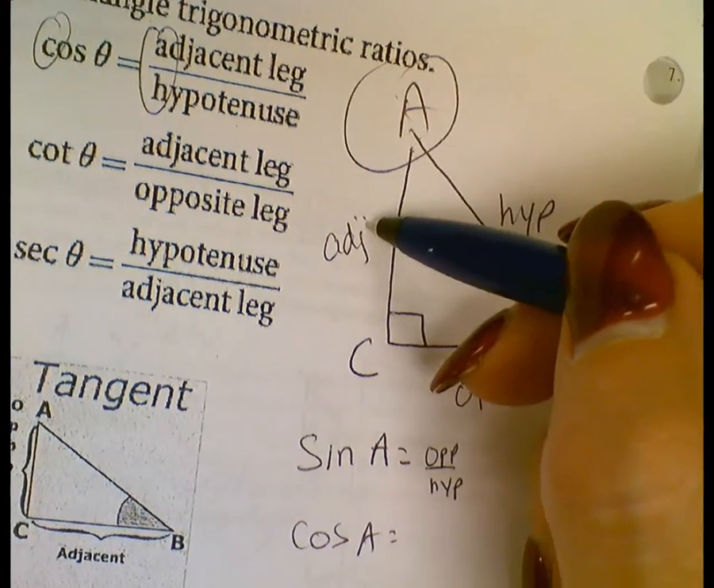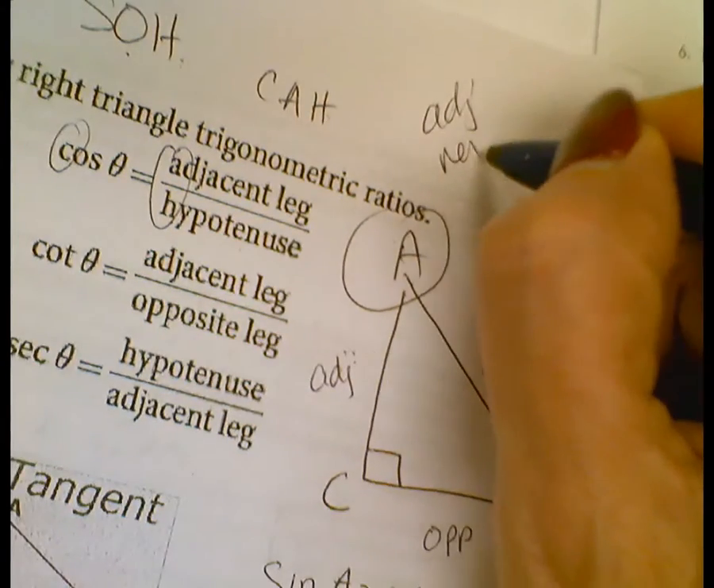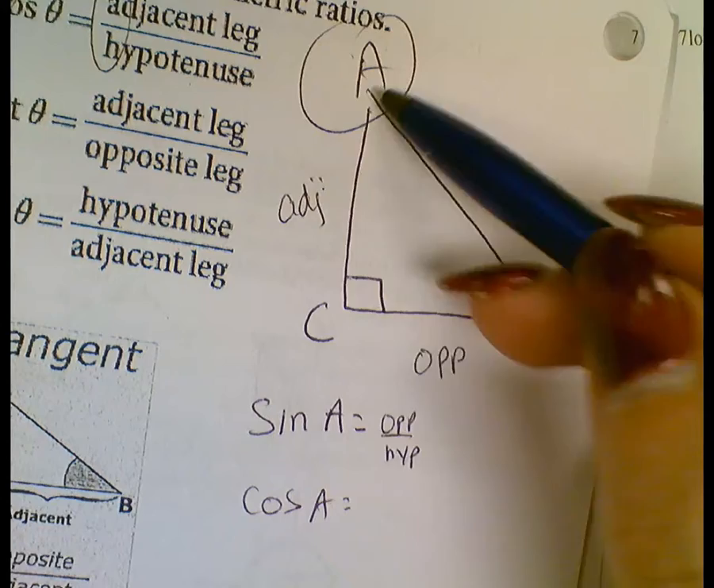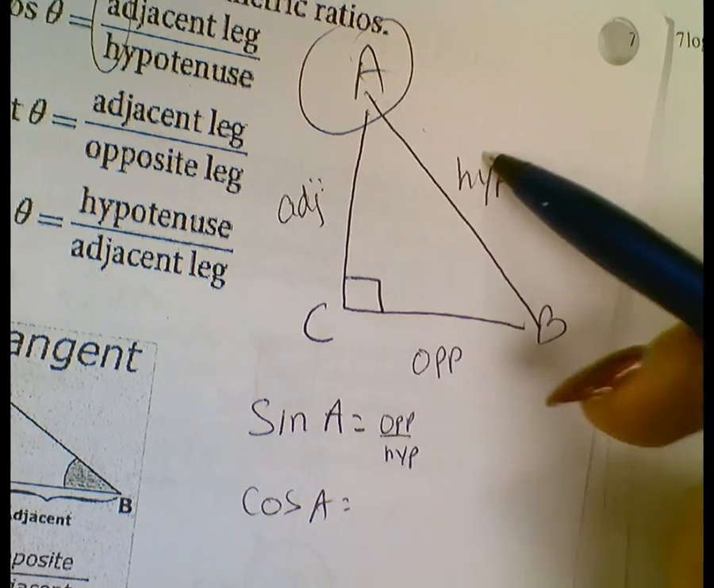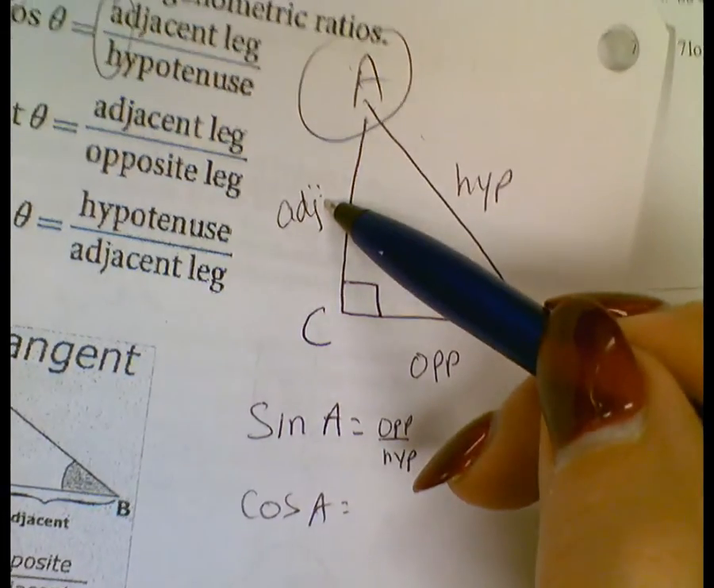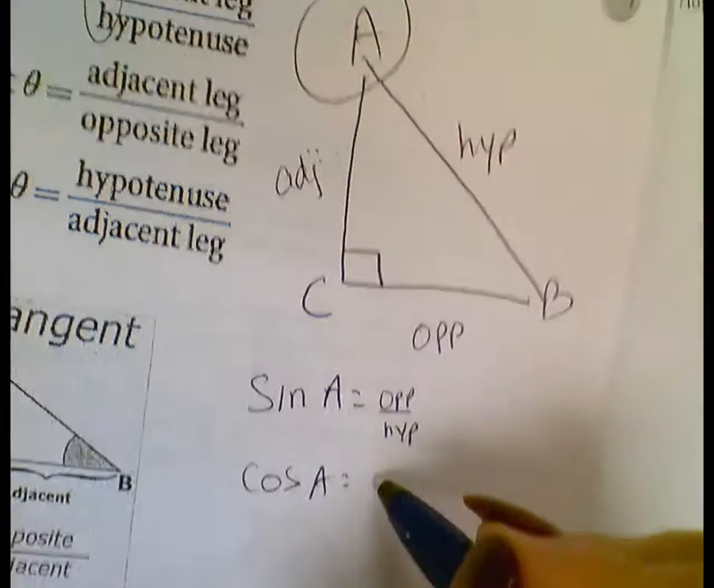Adjacent means next to. But actually, isn't the hypotenuse next to A also? They're both next to A. But the hypotenuse already has a special name, so you have to give the other side, the adjacent side, a name, because they need a name. So cosine of A would be adjacent, this side right here, over the hypotenuse.